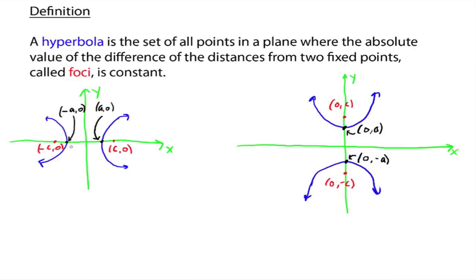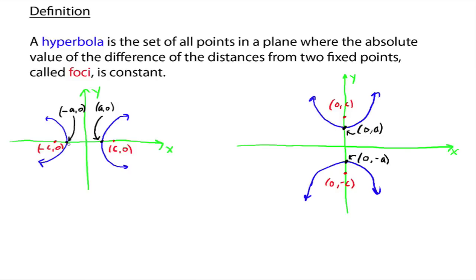These over here to the left, they open right and left. The one on the right opens up or down. Well, there's a better way to think about it. It's called the transverse axis. For the one on the left here, the transverse axis is horizontal. And for the one on the right, the transverse axis is vertical. For both of these particular hyperbolas, the center is located here at the origin.